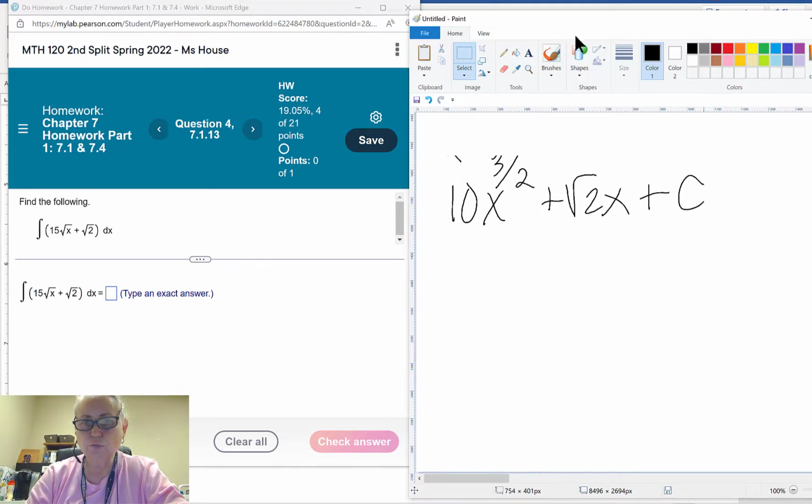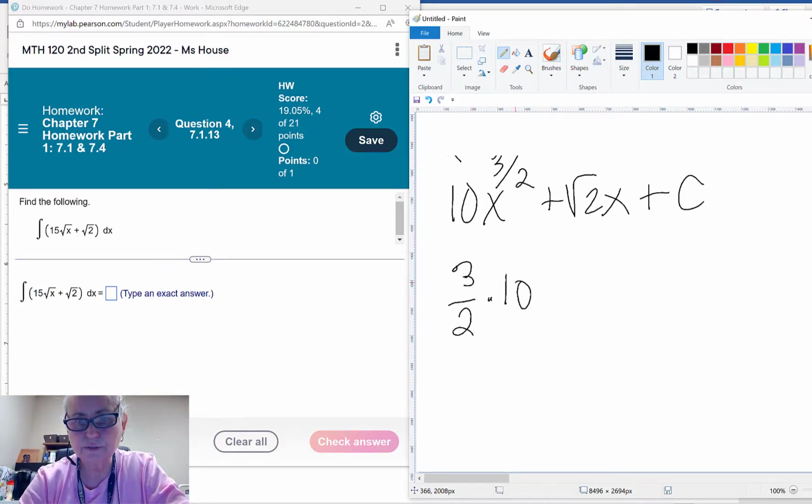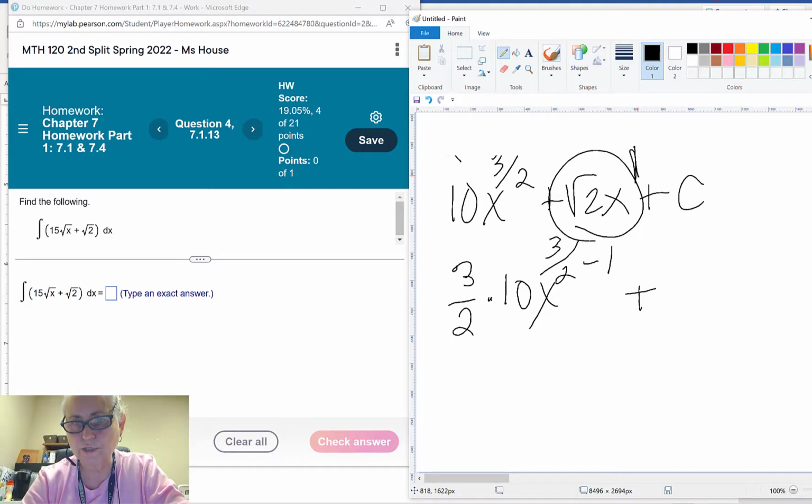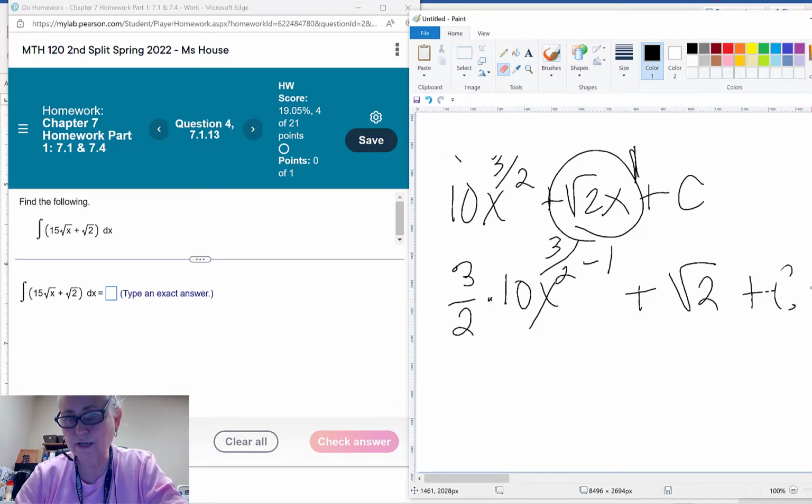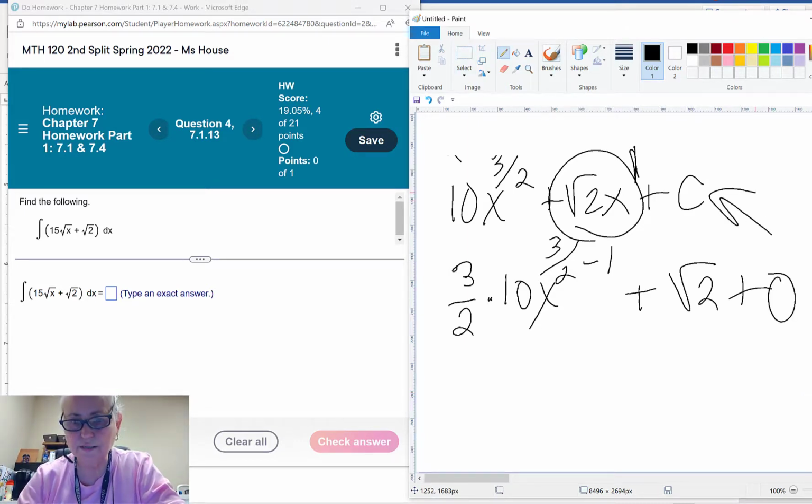Okay? So what is the derivative rule? You take the power, 3/2, times the base, the power minus 1, plus the derivative of the square root of 2 times x. Remember, that's a 1, so you do 1 times the square root of 2, right? So that's just square root of 2. Whatever that constant was, the reason we don't see it, it's not a c there, it's a 0, right? Because we take the derivative of a constant, we get 0. That's why we need that c.